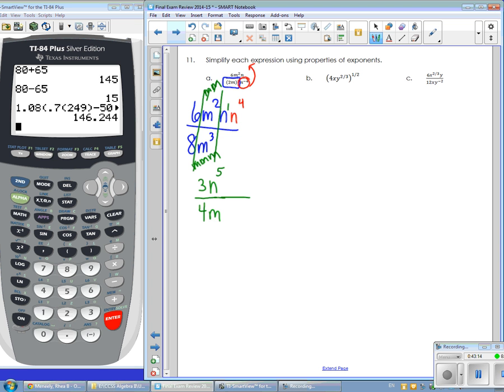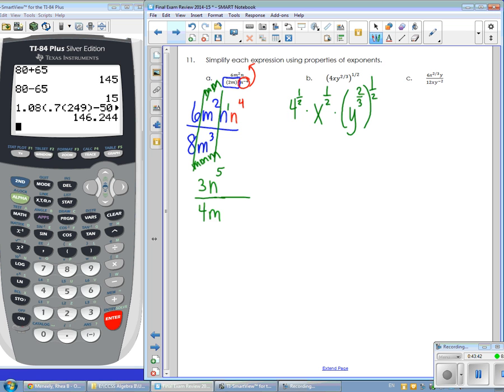All right, in letter B, we're basically taking a product, 4x, y to the 2/3, and we're raising it to a power. And our rule says as long as it's just multiplication or division, I can distribute that power to each term. So I'm going to have 4 to the 1/2 times x to the 1/2 times, and I'm going to put this in parentheses because I have y to the 2/3 that I now am raising to the 1/2 power. So let's deal with each one of these individually.